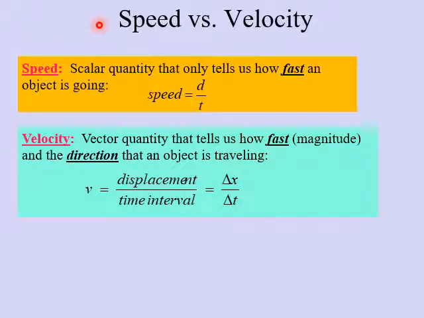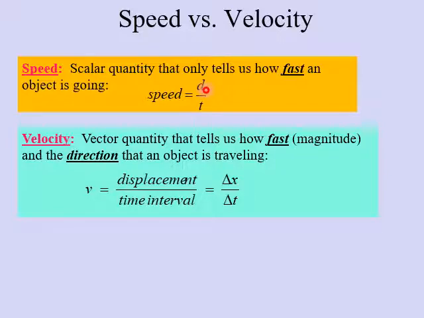At this point, we can compare and contrast the concepts of speed and something new called velocity. So we already learned about speed. Speed is technically a scalar quantity that only tells us how fast an object is going. Remember, a scalar quantity just has a magnitude, right? It doesn't have a direction associated with it. So speed, or average speed, was just distance over time. And distance, remember, is a scalar quantity. It doesn't have a direction. It's just a number of meters.